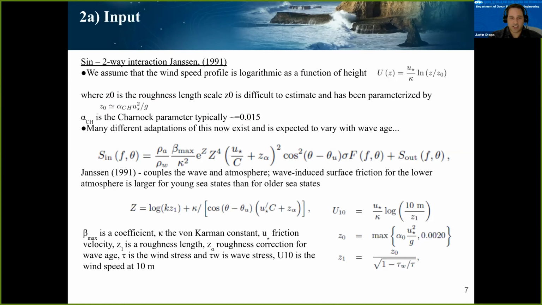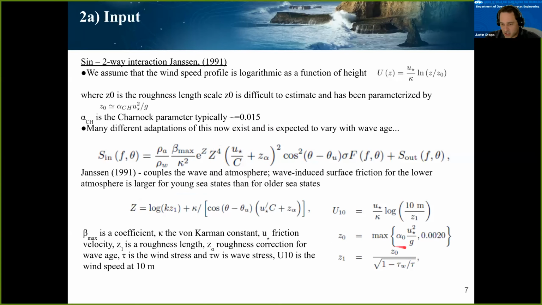So what Peter Janssen did is written out in this long equation here, so don't be too scared about this. Let's just focus on the key components, which is that we still have U star over C squared. In other words, we still have that original Miles formulation embedded in this equation. We also have this cosine of the wind direction minus the wave direction, so the relative direction of the wind to the waves. And then his major contribution really is in this term, big Z to the fourth power. If you follow this equation, Z is given by this equation here. We have log of K times Z1. Z1 is really meant to represent a roughness of the waves.